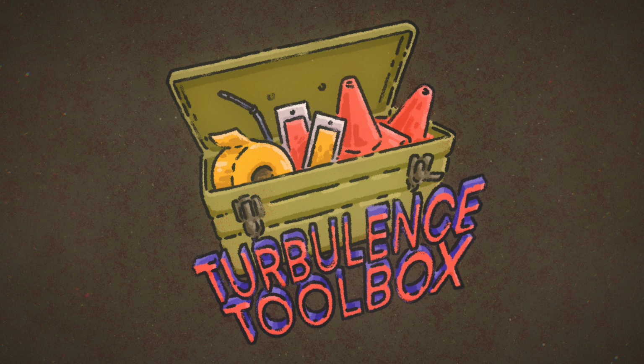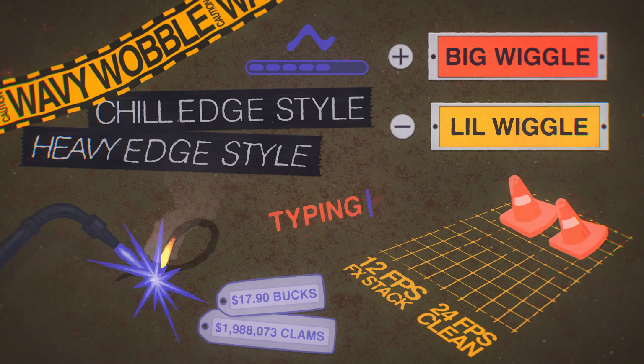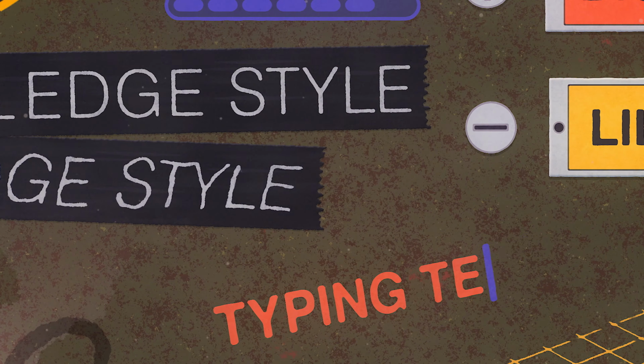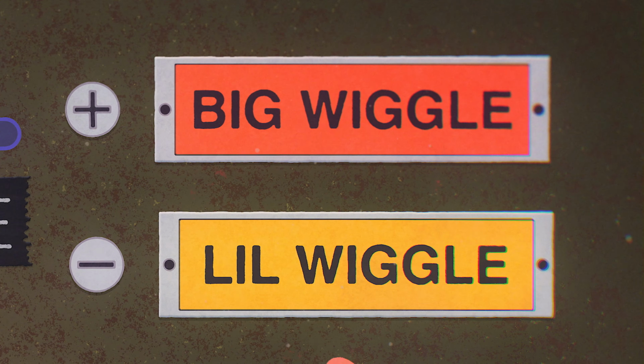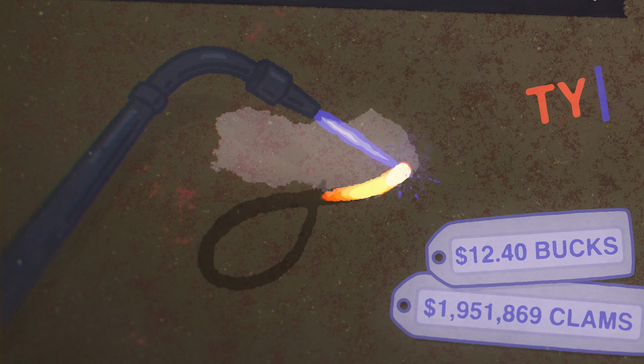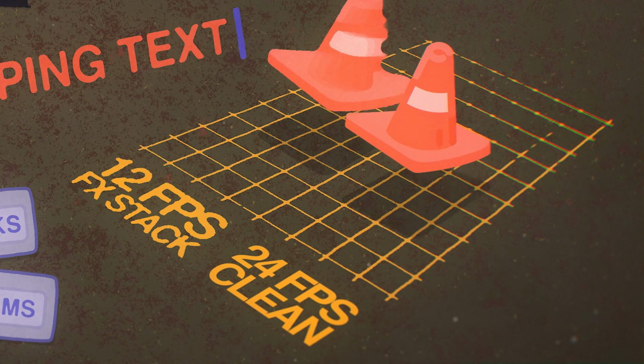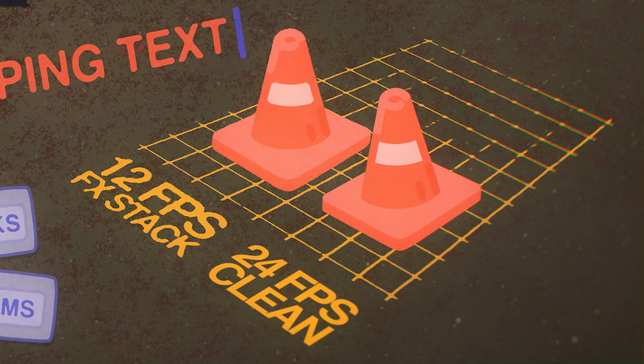I call it the Turbulence Toolbox. Over the years as a motion designer, I've amassed a ton of tricks and setups to get randomized textures, infinite wiggles, and quick ways to distort stock shape layers into more organic and hand-drawn looking animations. So here it is, the Turbulence Toolbox.